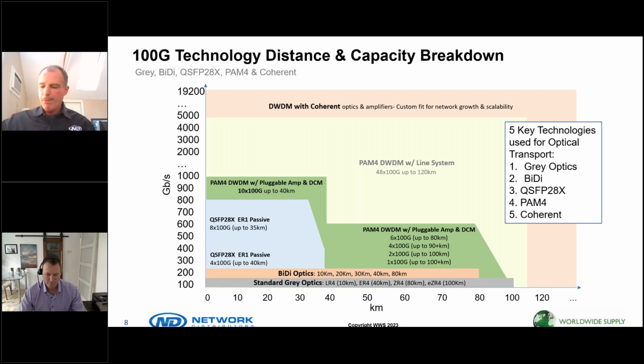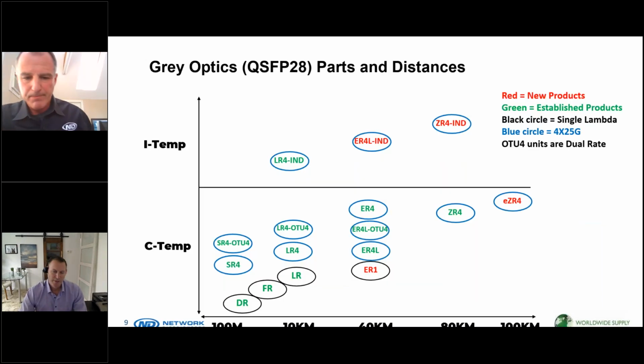So next slide, Brian. Yes, sir. Okay, so this is a chart that's got to be deciphered here. Everything in blue circles are those that are 4x25 gig rates. So that means 4 lanes of traffic, 100 gig. It means though that they are all still gray optics.